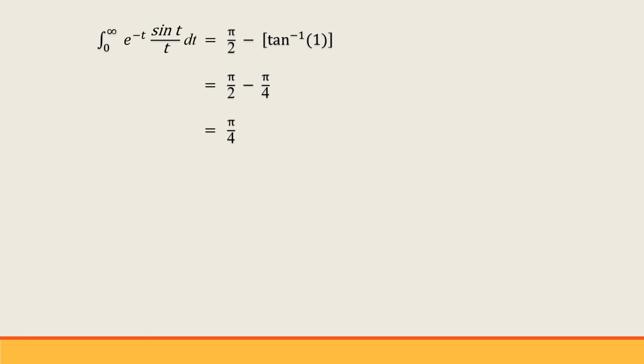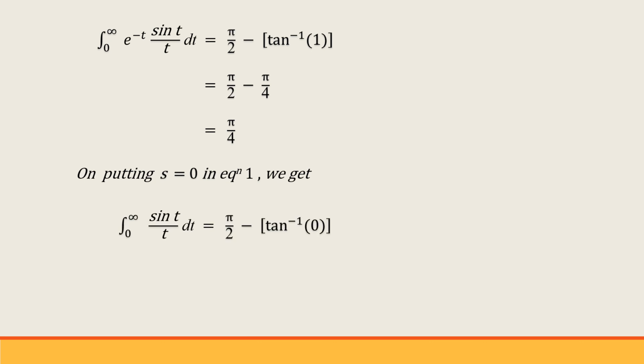Similarly, if we put s equal to 0 in the same equation 1, we get the integral from 0 to infinity of sin t by t dt equal to pi by 2 minus tan inverse 0, which is equal to pi by 2, as tan inverse 0 is 0.